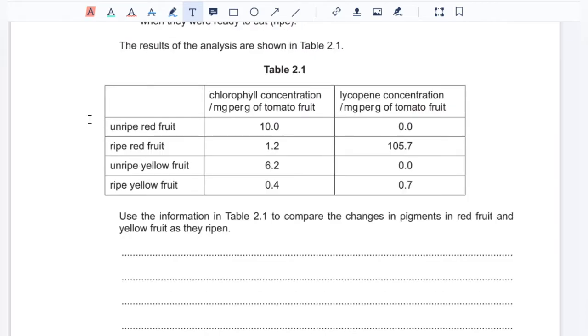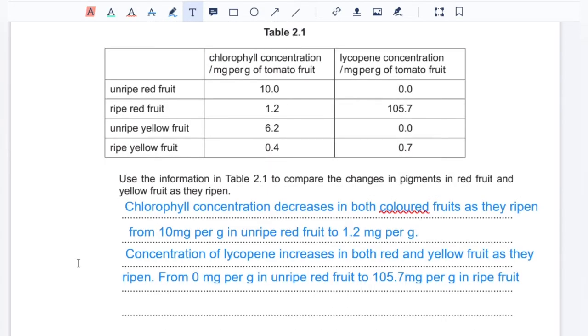Here you need to write about the similarities and the differences between the two pigments and the two colored fruits, and you will need to use the data given in the table as the question is asking you to use the information. Here is my answer. I've stated how the chlorophyll concentration decreases in both colored fruits as they ripen. So as you can see over here, this is the column for chlorophyll, and the concentration of chlorophyll is going to decrease from unripe to ripe fruit in both red and yellow.